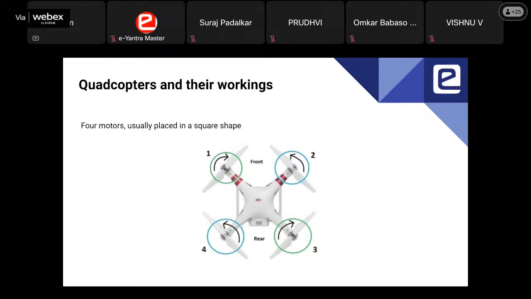So what you have to keep in mind is that diagonally opposite rotors will rotate in the same direction, and the direction of rotation of the two diagonal pairs should be different also. These are in the same direction and these are in a different direction. That is the basic way how the propellers of a quadcopter rotate.